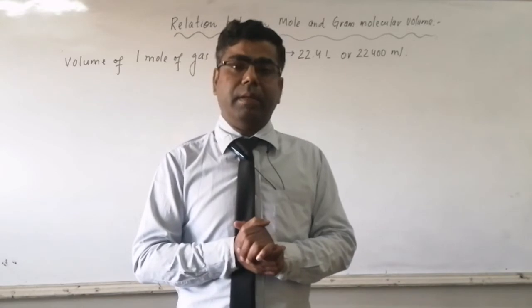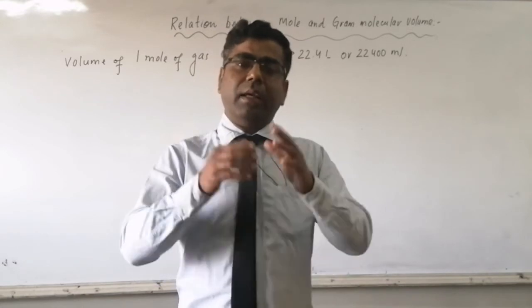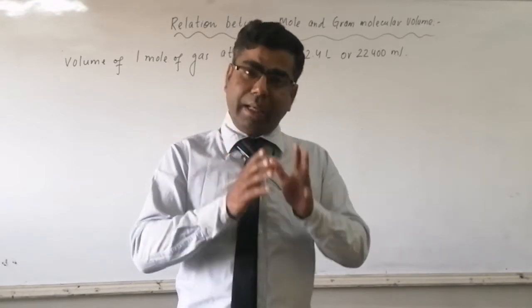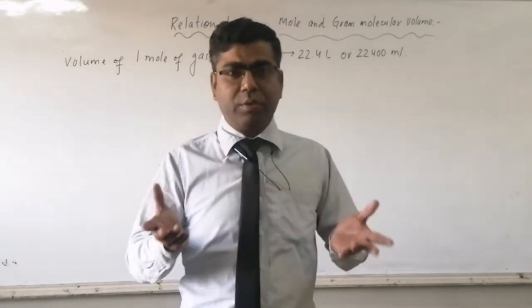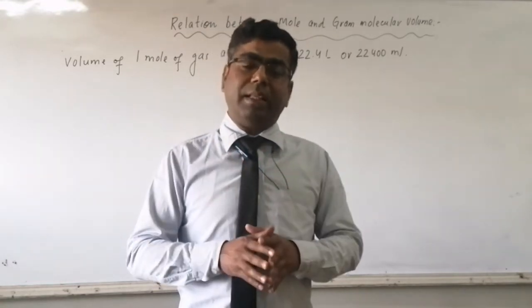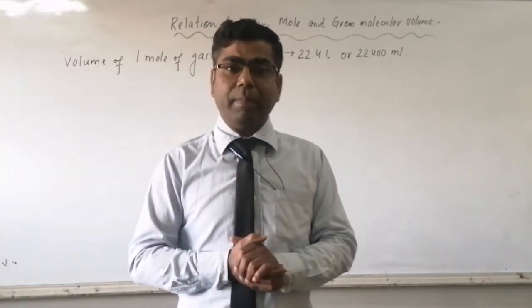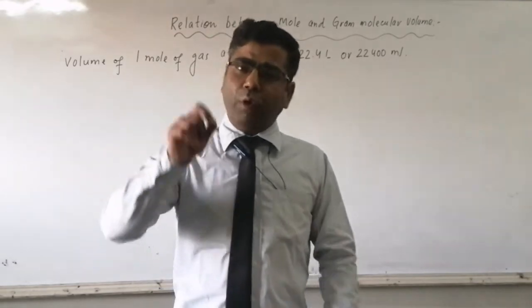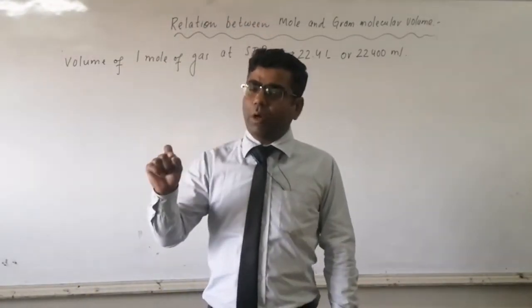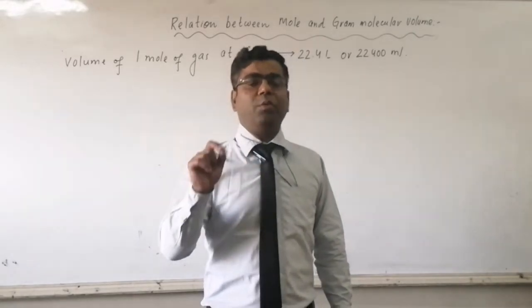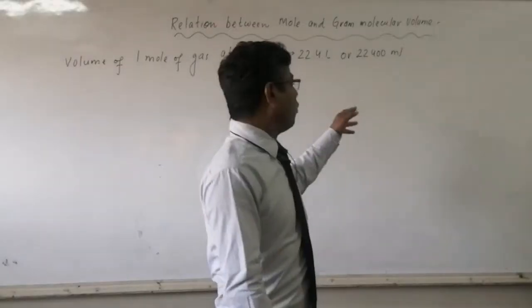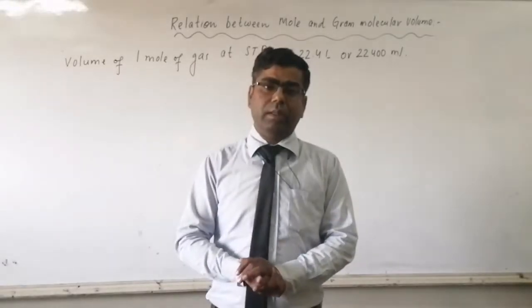So if we are taking 1 mole of carbon dioxide, it means we are taking 44 gram of carbon dioxide. If we are taking 1 mole of nitrogen gas, it means we are taking 28 gram of nitrogen. If we are taking 1 mole of oxygen gas, it means we are taking 32 gram of oxygen. So for 44 gram of carbon dioxide, for 28 gram of nitrogen gas, for 32 gram of oxygen gas, the volume will always be equal to 22.4 liter.